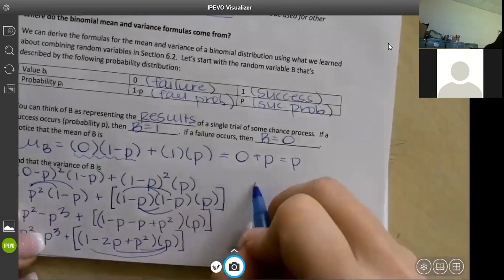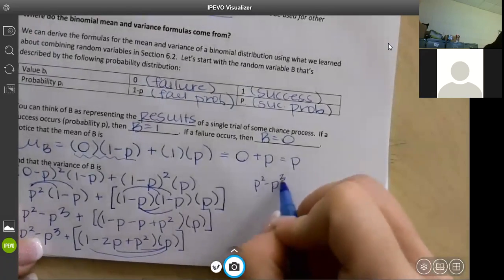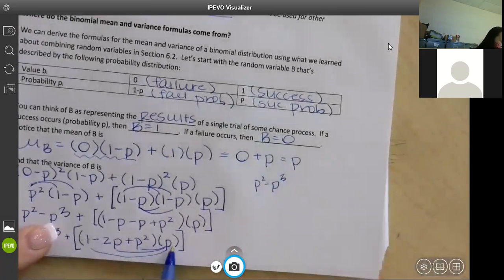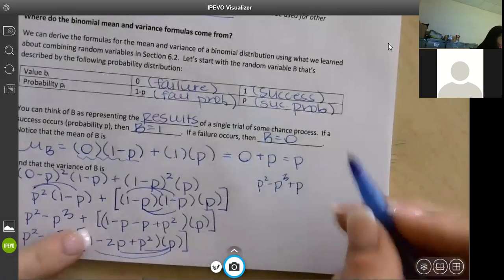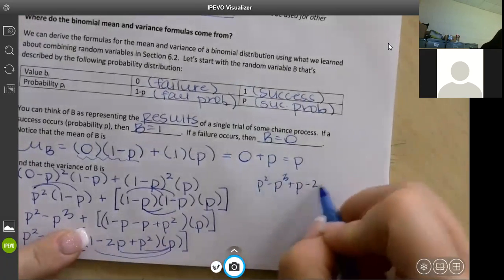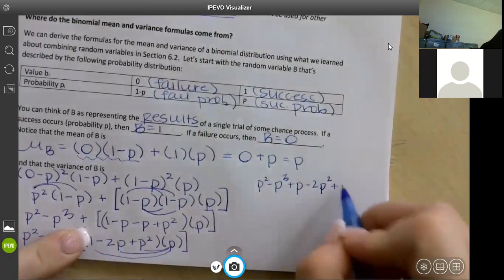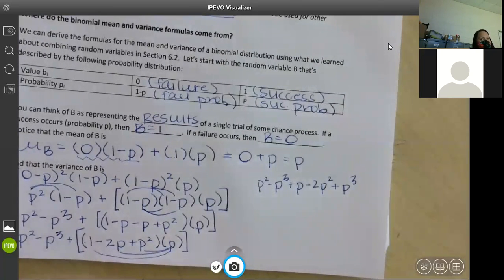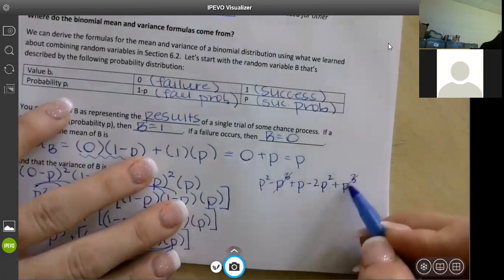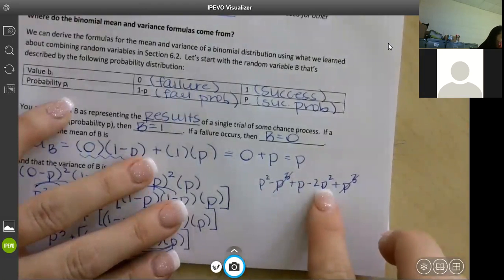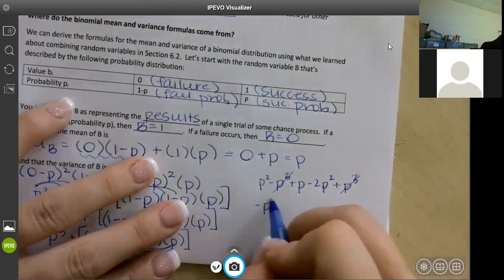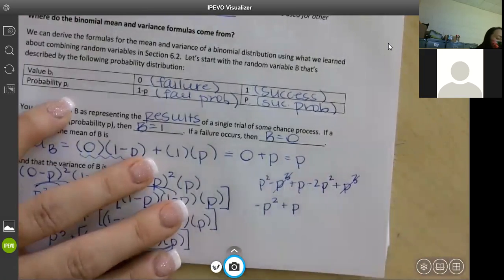So we have P squared minus P cubed in the beginning that we've had for a while. 1 times P is P. P times negative 2P is negative 2P squared. P times P squared is P cubed. Clean it up. Your P cubes cancel out. We have 1 minus 2, which is negative P squared. And then we have a plus P.